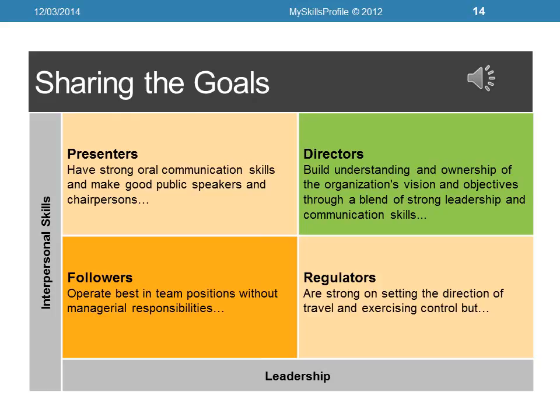Independent and socially reserved, regulators often rely on a task-oriented management style to achieve objectives and deliverables. Followers operate best in team positions without managerial responsibilities. In managerial and leadership positions, followers require considerable support to combat their natural reserve and unwillingness to exercise leadership and control.